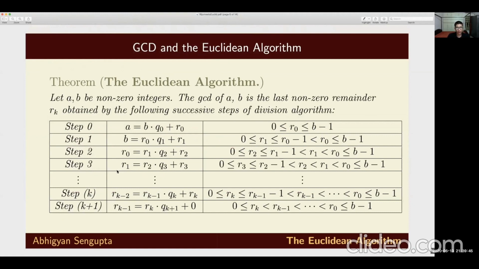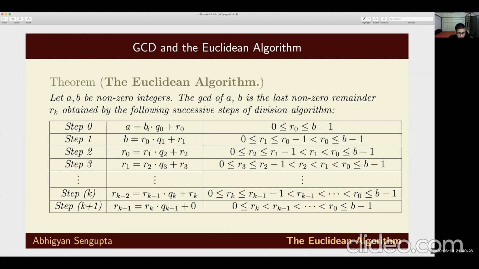Now we finally come to the Euclidean algorithm. So let us again take two non-zero integers, a and b. The GCD of a and b is the last non-zero remainder, Rk, obtained by the following successive steps of the division algorithm. In this case, we are dividing a by b. So in step 0, we get a is equal to b times q0 plus r0, where r0 is the remainder and has the property that r0 is greater than or equal to 0 and less than or equal to b minus 1. This property can be obtained from the division algorithm.